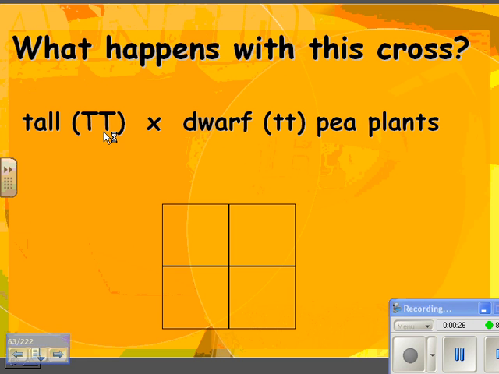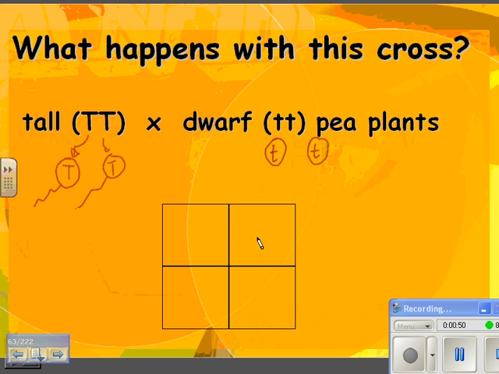Another way to say that is homozygous dominant. So when this one makes gametes, let's say this is the male, some of the sperm will have big T, and some of the sperm will also have big T. And the dwarf here, the female, is going to have eggs that are little t and other eggs that are little t. In other words, they'll all be little t.